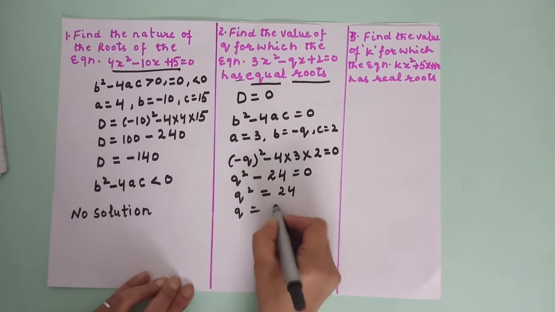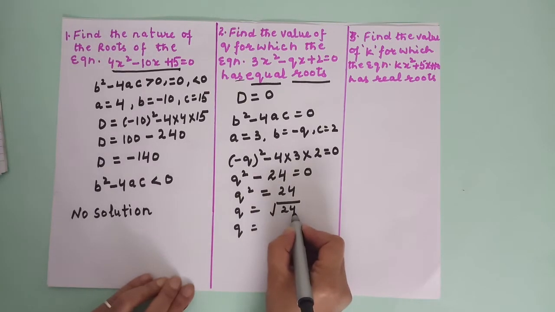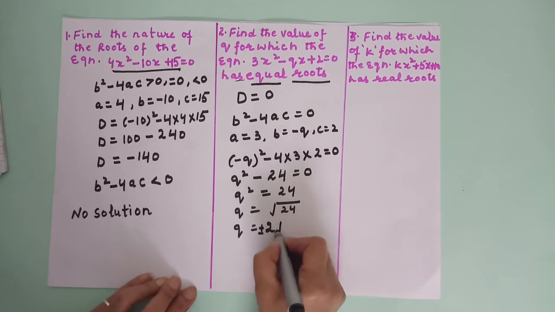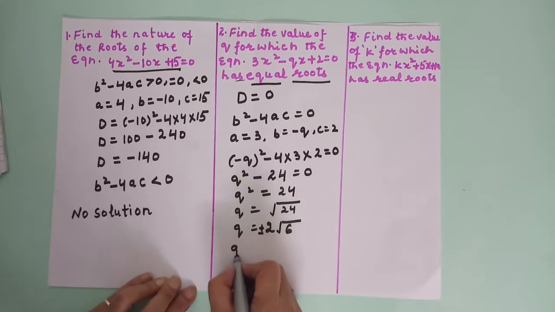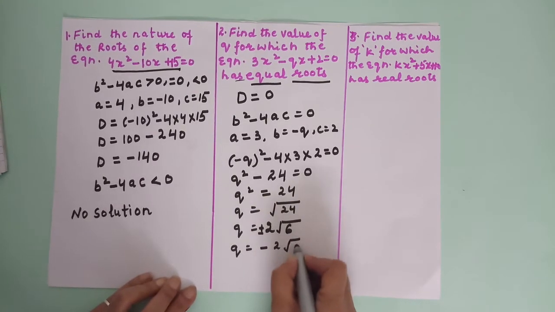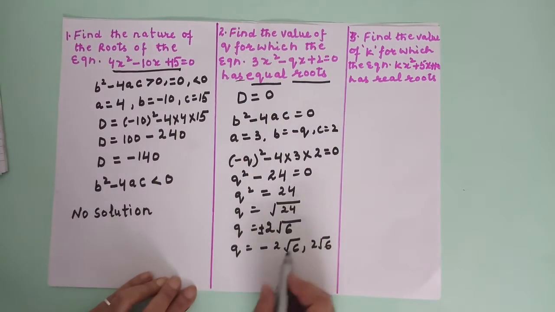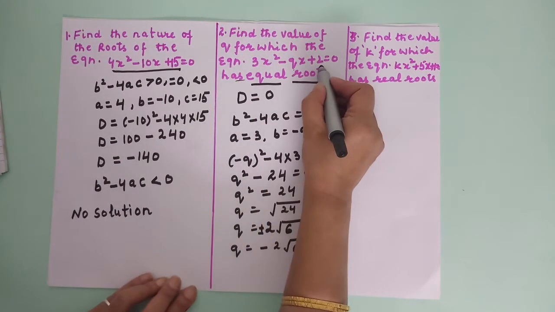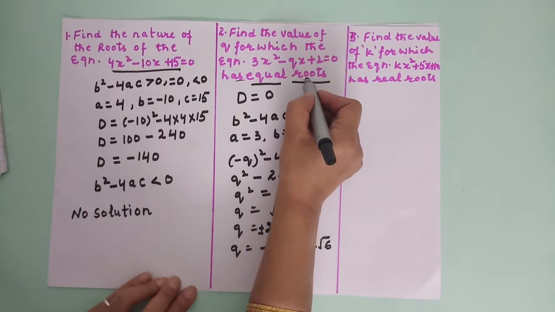So q will be equal to under root of 24. So q will be equal to 6 fours are 24. 6 will remain there and we'll have plus minus under root of 6. So for two values of q, one is minus 2 root 6 and another is plus 2 root 6. If you substitute minus 2 root 6 in place of q here, then this equation will have equal roots. Or if you substitute q as 2 root 6, then also this equation will have equal roots.